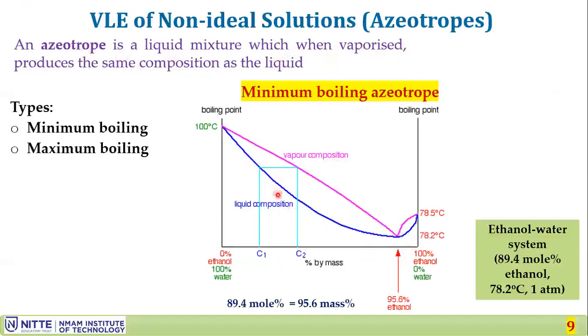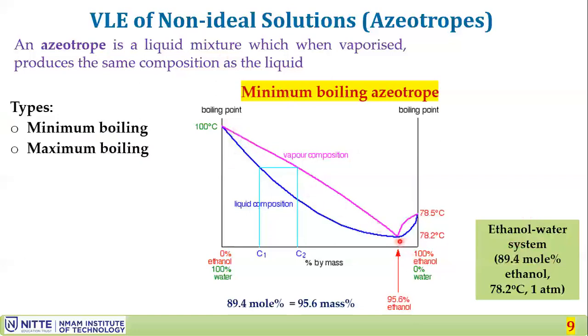Whereas if you take any other combination, for example here, if you vaporize, the liquid composition is this much, vapor composition is this much, C2 and C1, they are not equal. The C2 is greater than C1, whereas here if you try to make such a diagram, it is just a single line here, single composition, that will be 95.6%. So there are two types, as I said, minimum boiling and maximum boiling. This is an example. Ethanol water system forms minimum boiling azeotrope. So how do you know that it's minimum boiling azeotrope?